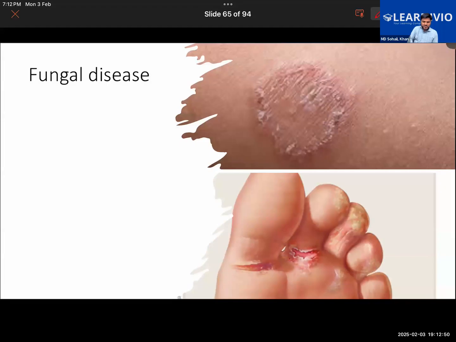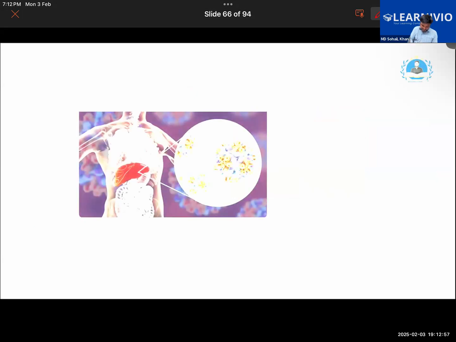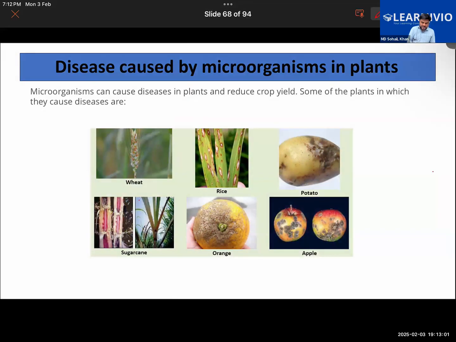Fungal disease, we have learned about the ringworm and the athlete's foot. Okay, so we have discussed that also. Then diseases by microbes are not only limited to animals or humans, but they also spread in the plants, right? So can you guys tell me the names of some of the diseases caused by microorganisms in plants?